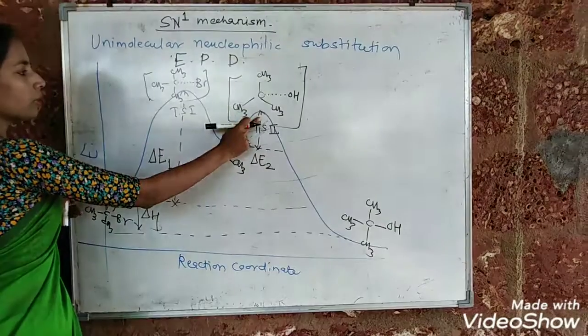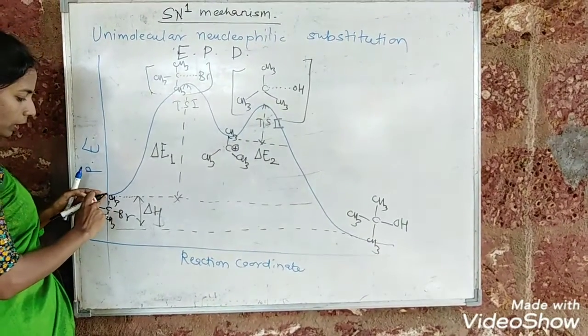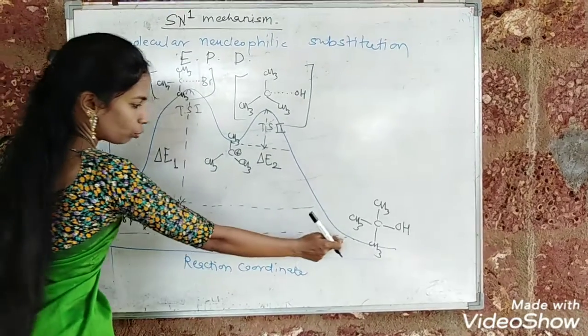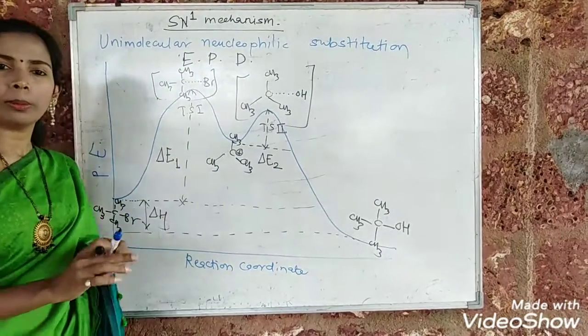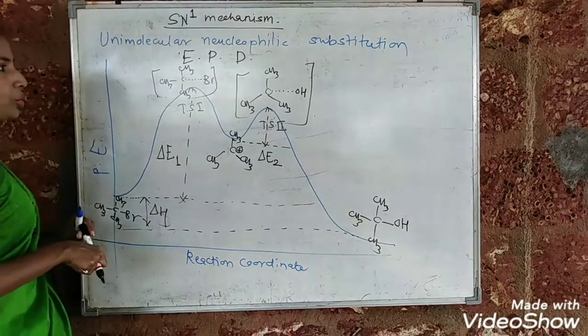There are two peaks. This is slightly higher and this is slightly lower. The energy of the reactant is higher and that of the product is lower. These are the things to be remembered while drawing the energy profile diagram. So that's all about the energy profile diagram.